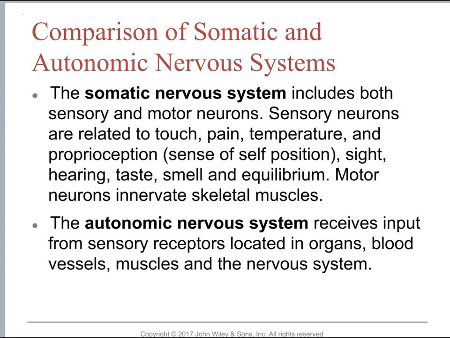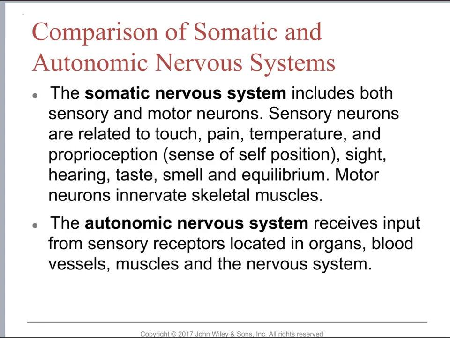The somatic nervous system is going to include both sensory and motor neurons, similar to what we saw in our pathway in AP1. Sensory neurons are related to those peripheral sensations like touch, pain, temperature recognition, and proprioception, which is a sense of balance or self-position. We also get our special senses like sight, taste, smell, and equilibrium or balance that's detected in the ear. The motor neurons are going to innervate skeletal muscle and give us a response from the effector, the muscle, in response to those senses.